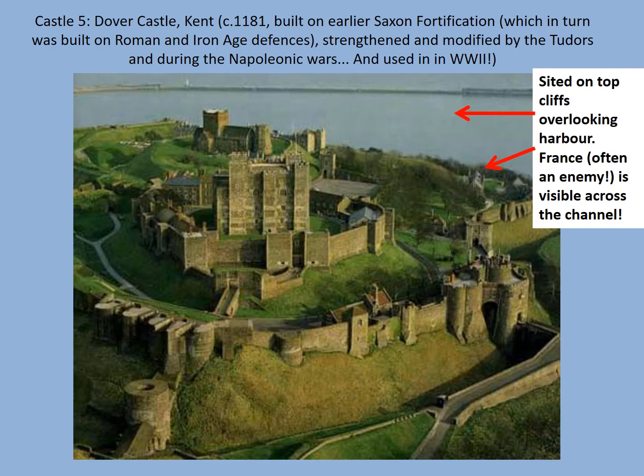This is Dover Castle in Kent, built on the cliffs overlooking Dover Harbour. It's very near to France, a traditional enemy of England. There are an awful lot of phases of construction here. It was built around 1181, or at the very least the main tower and keep in the middle were, on earlier Saxon fortifications, which in turn were built on Roman and Iron Age defences.